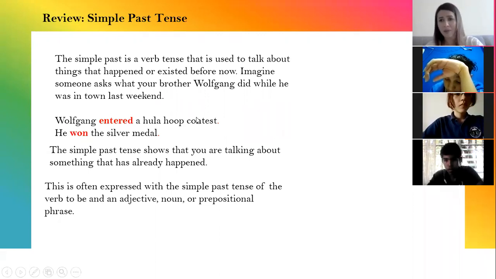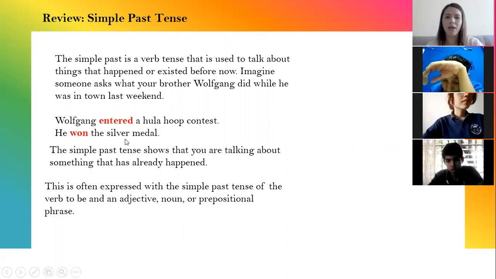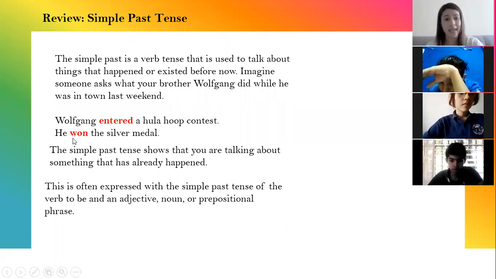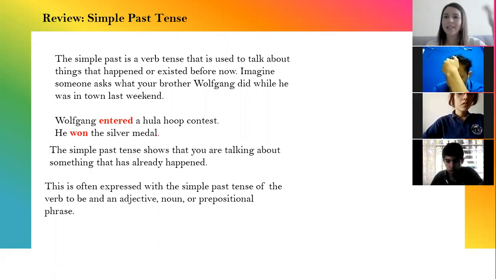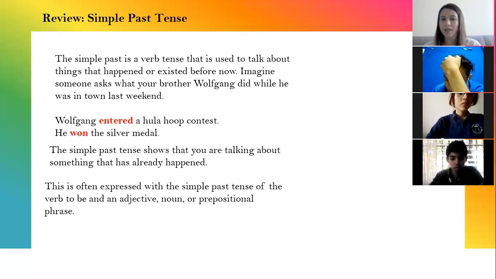So here, ¿cómo sabemos que estamos en pasado? Because the verb is in past tense. He won the silver medal. Él ganó la medalla de plata. Entonces, we are talking about things or activities or whatever that happened in past, and the past is anything that is before now. The simple past tense shows that you are talking about something that has already happened. Remember, the simple past tense shows that you are talking about something that has already happened.